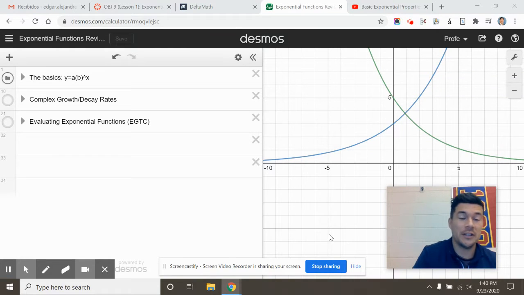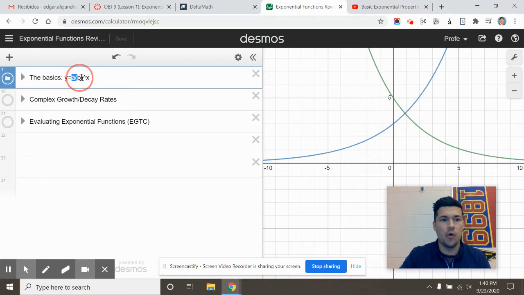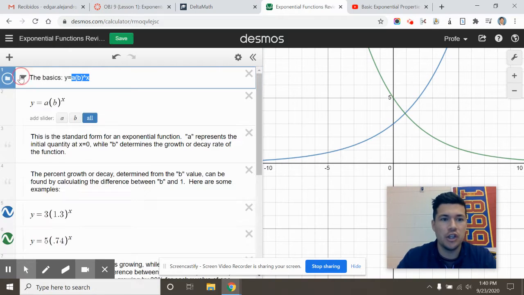So here's a review of exponential functions. Back in Math 1, you learned that the exponential form for a function is a times b to the x. And you learned some basics. You learned that a was the starting value, aka the y-intercept in an untransformed function, and that b indicated your growth or decay for that function.